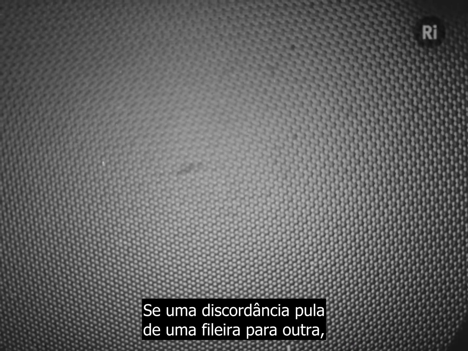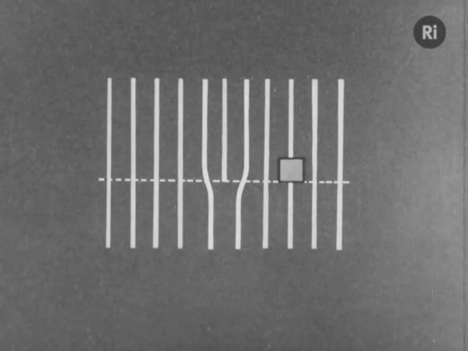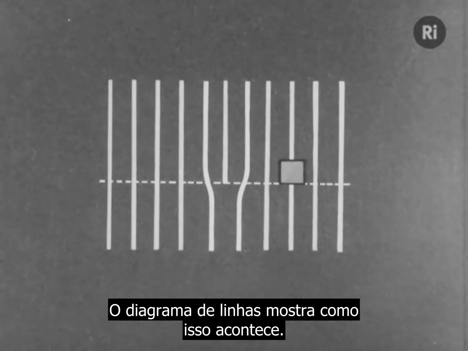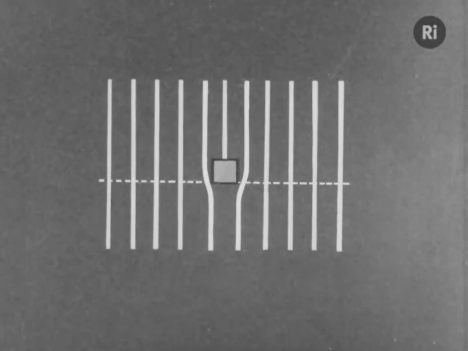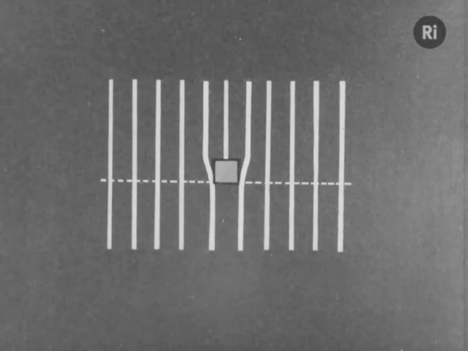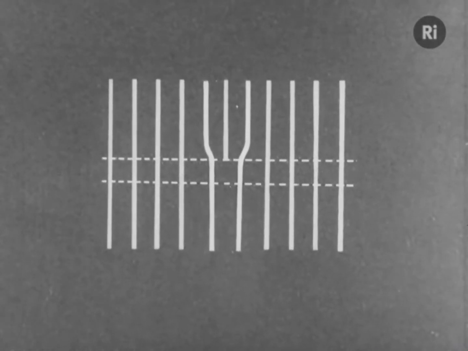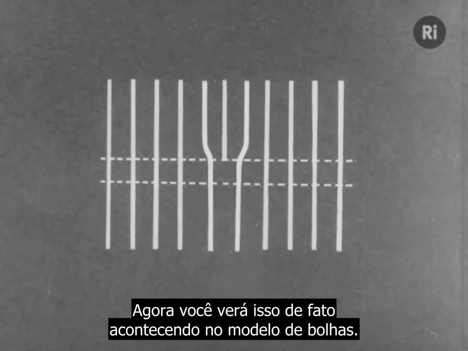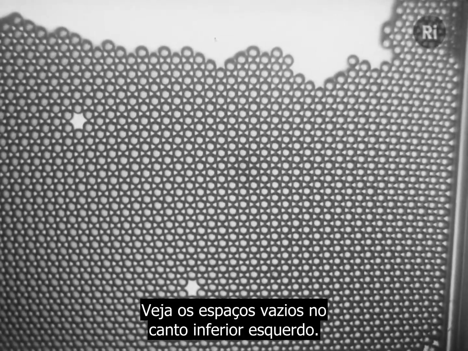If a dislocation jumps from one row to another, it may remove a vacant site. The line diagram shows how this takes place. Now you will see it actually happening in the bubble model. Watch the vacancies in the bottom left-hand corner.